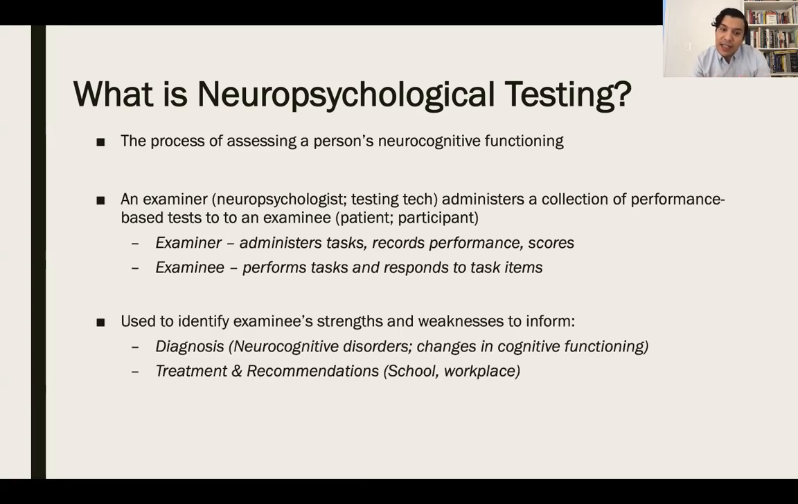Neuropsychological testing is used to identify an examinee's strengths and weaknesses. And this is to inform diagnosis, for example, of neurocognitive disorders such as dementia, as well as neurodevelopmental disorders such as ADHD or learning disabilities, and also to assess changes in cognitive functioning, either due to a medical illness or a traumatic brain injury. Neuropsychological testing also informs treatment and recommendations such as school and workplace accommodations for people with specific weaknesses.